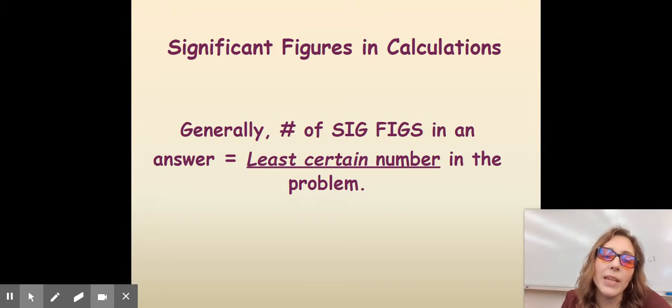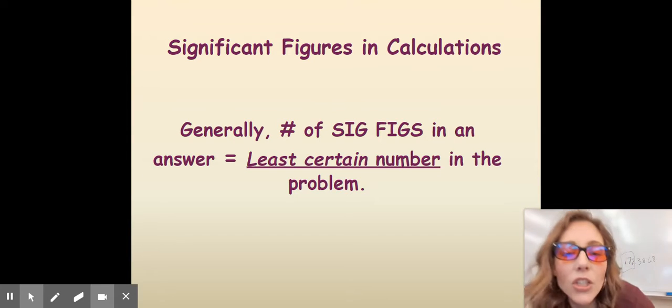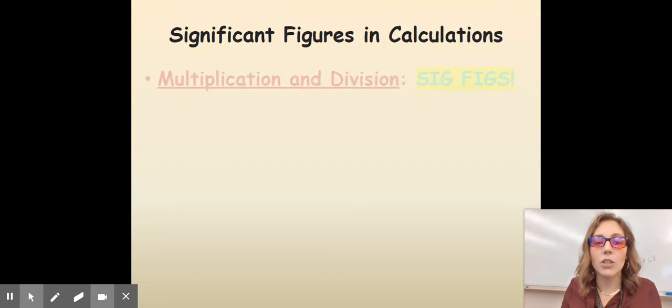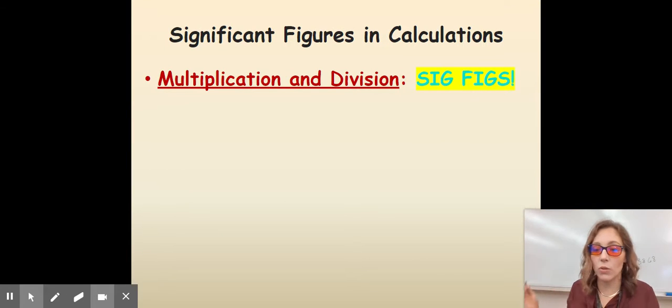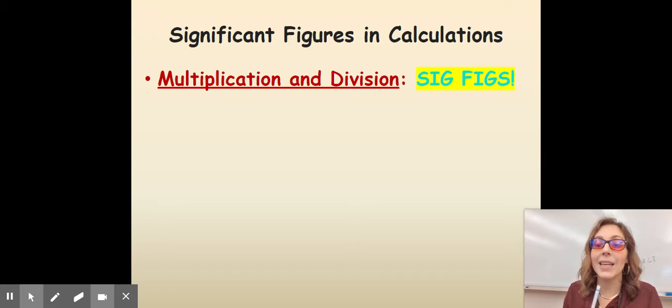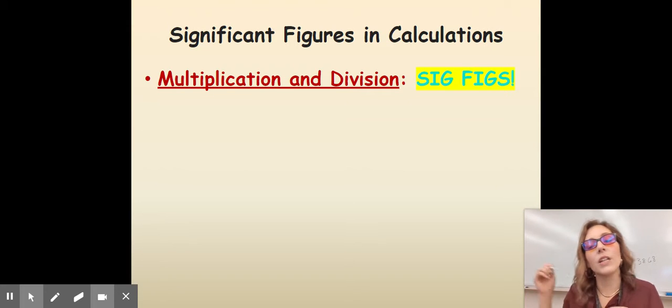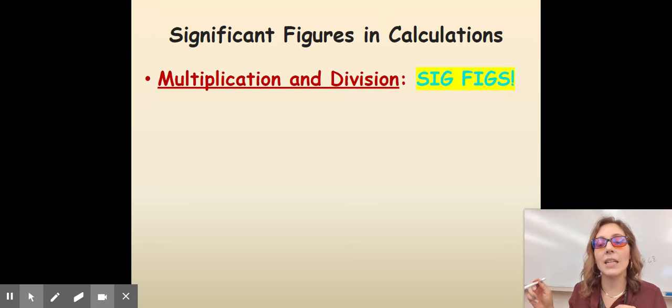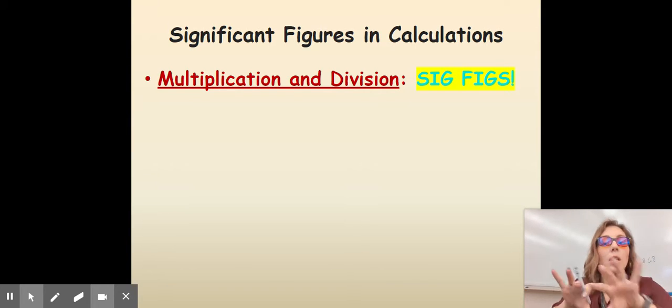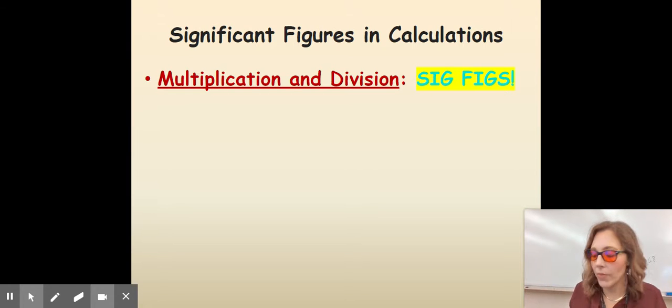All right, so now if we're doing calculations, I think this is where we stop. Generally, the number of sig figs in an answer is determined by the least certain number in the problem. So let me show you what that is. First, there are 2 rules you guys just have to memorize. I don't know a great way for you to memorize this. For multiplication and division, we are looking at sig figs. For addition and subtraction, we're going to be looking at decimal places. I know that's confusing because this whole lesson is about sig figs, but these are the two things for calculations.